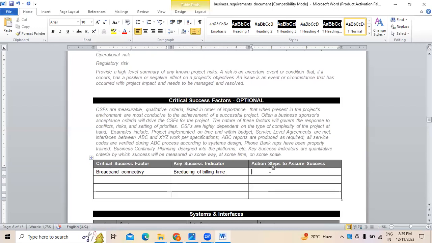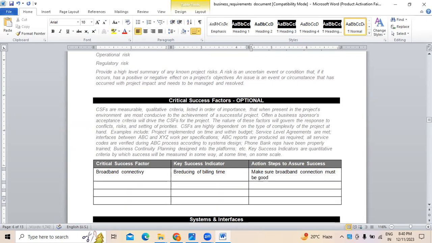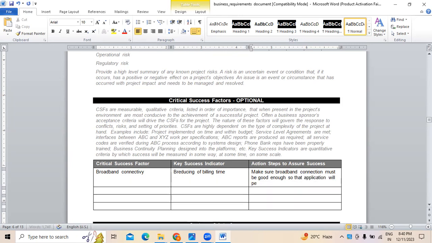What action steps? Make sure the broadband connection is good enough so that the application will perform effectively. Okay, this is generally a critical success factor.